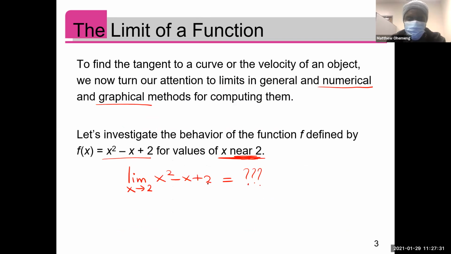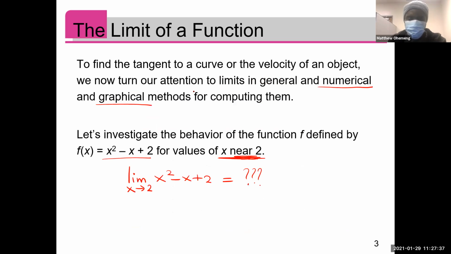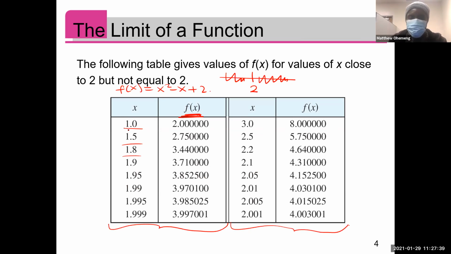Let me write f of x back: x squared minus x plus 2. For each of these values, say 1, they plug it in. So 1 squared is 1, 1 minus 1 is 0, and then plus 2. That's how they got the 2. And then for 1.5, they plug it in, so that's 1.5 squared minus 1.5 plus 2. That is what gives us the 2.75, and so on and so forth, up to 1.999. So we see the pattern. Now, what about the other side? This one is from the left of 2, so these are smaller values.